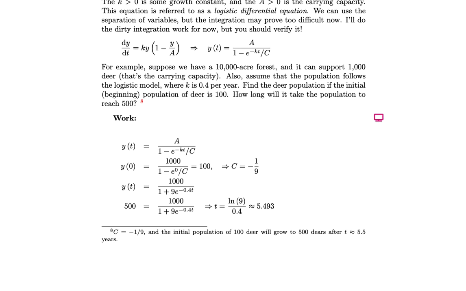It goes on and says, assume the population follows the logistic model. All right, the logistic model is what we just covered over here, and we went through the derivation of that. Hope you could follow that. It also says the k is going to be 0.4 per year. Find the deer population if the initial population of the deer is 100. Then it asks, how long will it take the population to reach 500? So what I want to do is use software.